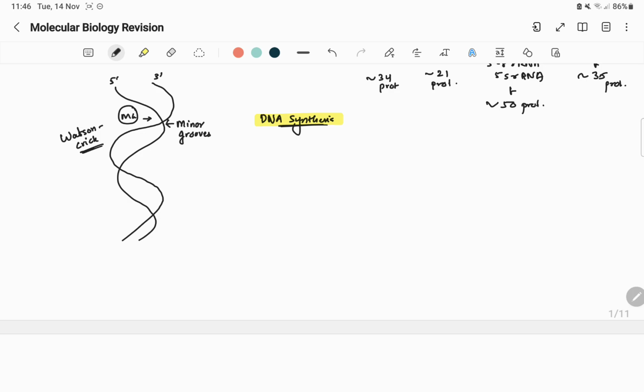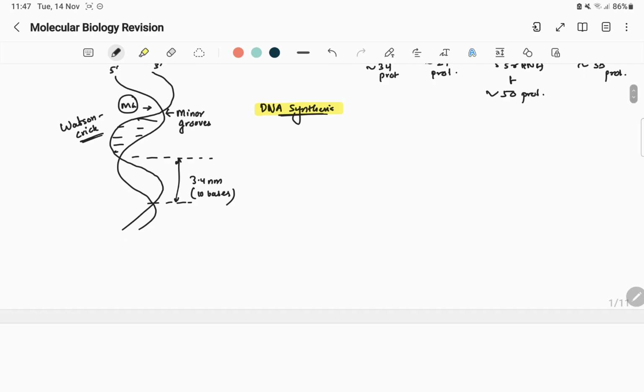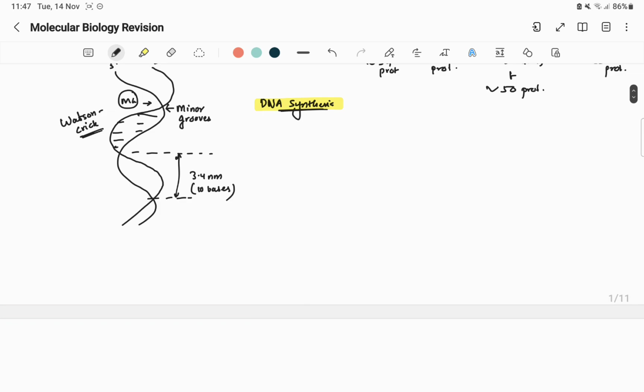Then the bases are present here, about 10 base pairs. The length of one turn is 3.4 nanometers, and we have 10 bases here. You know, adenine and guanine are called purines. Pyrimidines are cytosine and thymine. Nucleotides are AMP, GMP, CMP and TMP. You know all this.